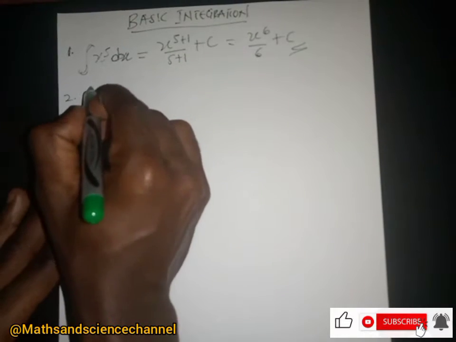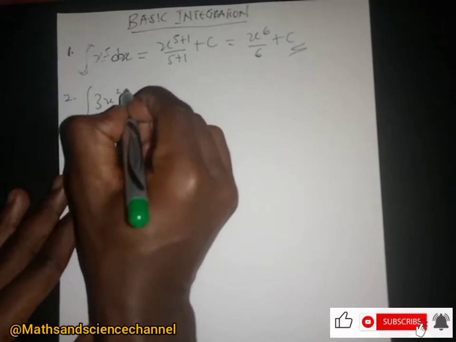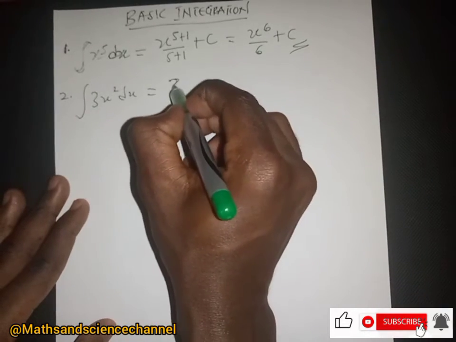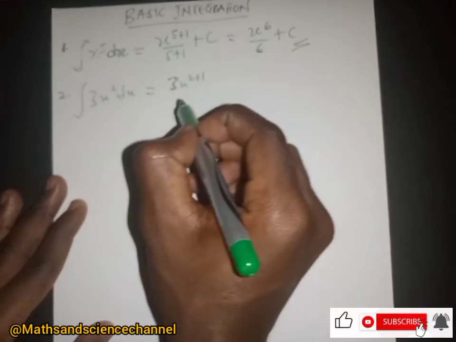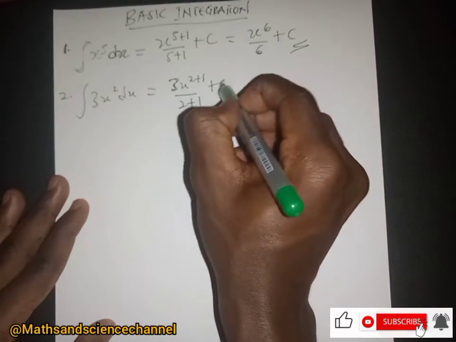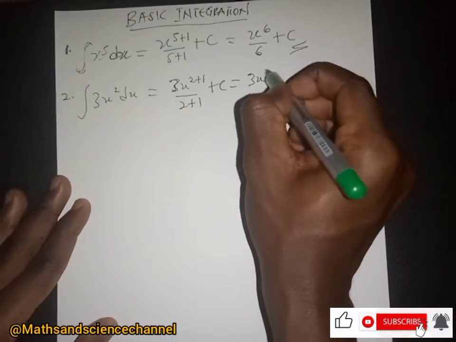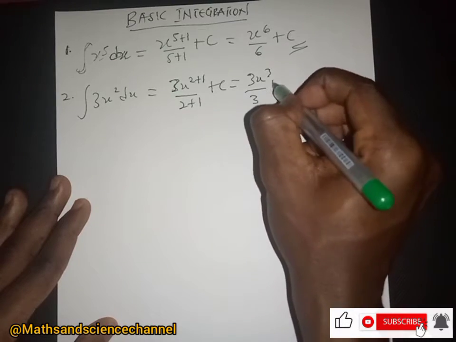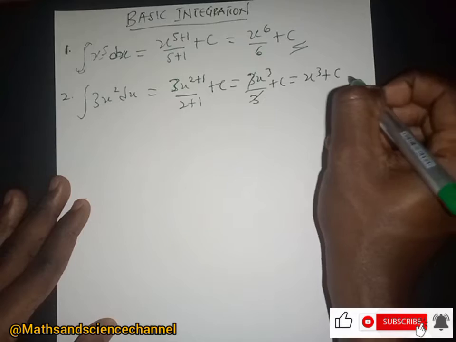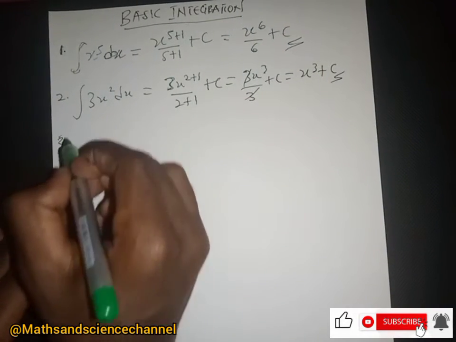Now the second one, we have the integral of 3x squared dx. So this is going to be 3x squared here. We add 1 to the exponent, we divide by the exponent, right? Then we have 3x cubed divided by 3 plus c, and this will be equal to x cubed plus c, right?